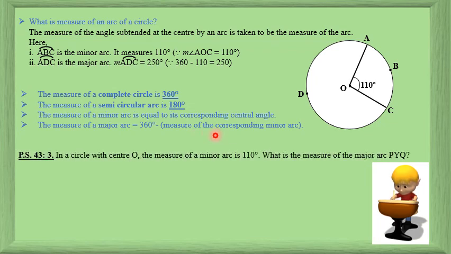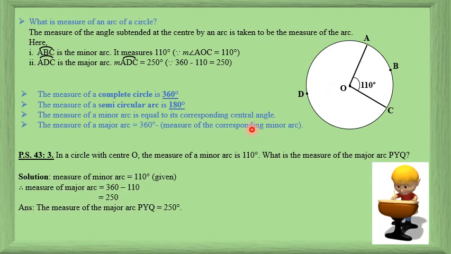Let's consider one more example, question 3 of PS 43 from the textbook. In a circle with center O, the measure of a minor arc is 110 degree. What is the measure of the major arc? Similar to the example that we just solved. This is how you do it. First, write down the given data. Measure of the minor arc is 110. Why? Because it's given. Therefore, the measure of the major arc will be, using the formula we just learned, 360 minus 110, which is equal to 250 degree.